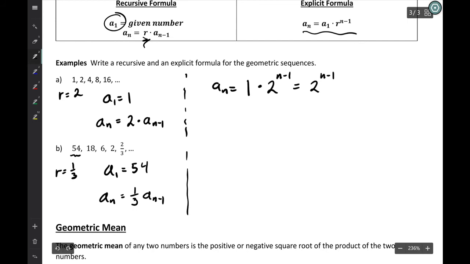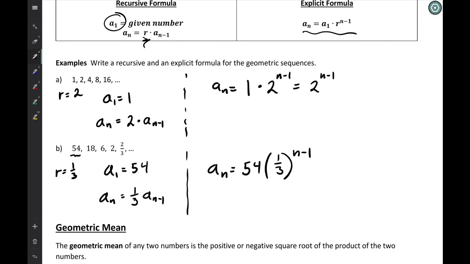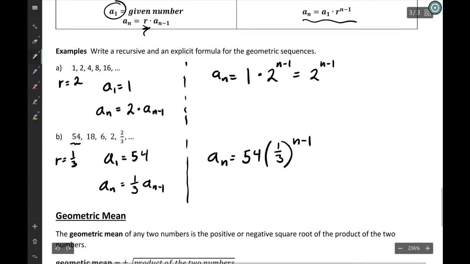For my explicit formula, I have a sub n is equal to 54 times 1/3 to the n minus 1. And really, the big reason why we're doing sequences and series is because, like I said, notation, and also pattern recognition. So you have to be able to recognize patterns pretty quickly. I think you guys will be good at this. I don't think this should be super tricky or challenging because we've been doing this all year. It's just more defined now. I'm writing formulas for them.